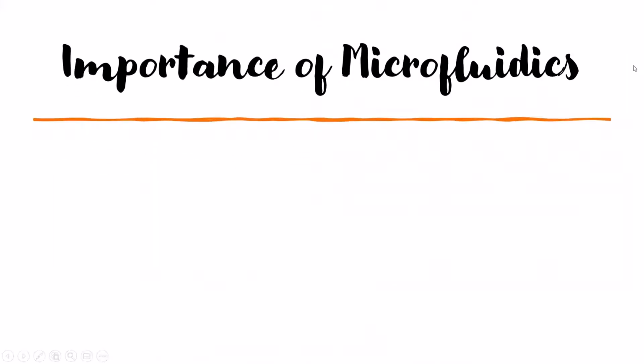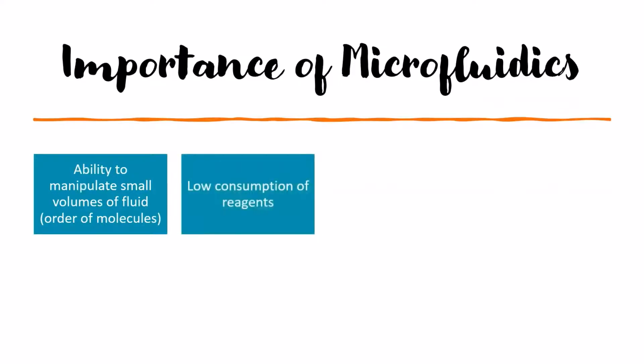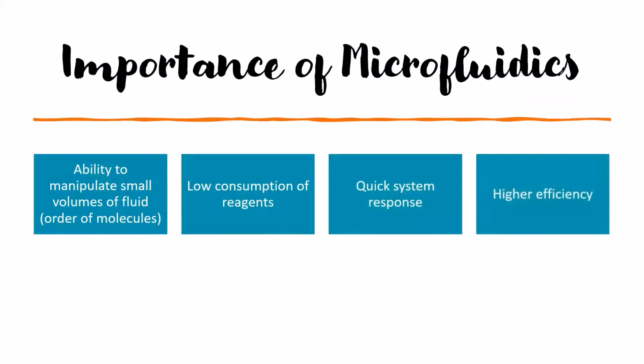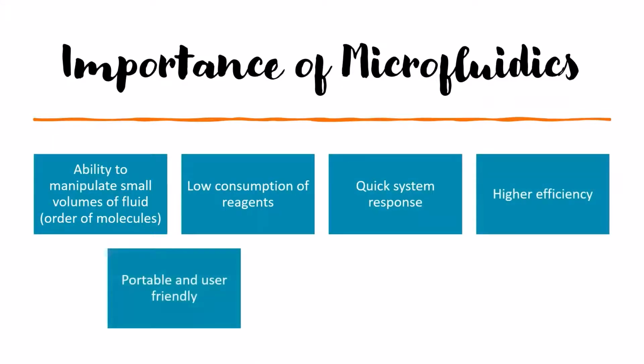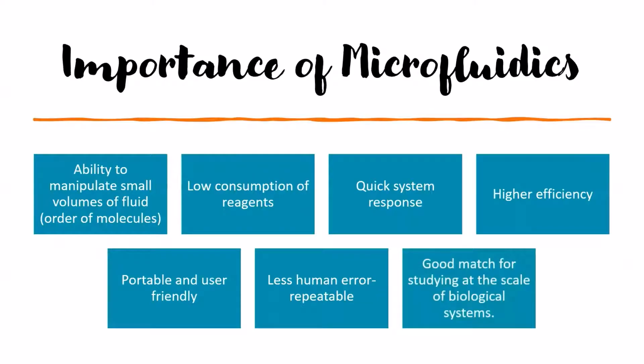So what are some of the advantages of the microfluidic devices? Importantly, the ability to manipulate small volumes of fluid, sometimes in the order of molecules. The other advantages are low consumption of reagents, quick system response, higher efficiency due to minimal use of energy. Most of these devices are portable and user-friendly. They are less prone to human error, making it repeatable, and it is an excellent way to study biological systems.